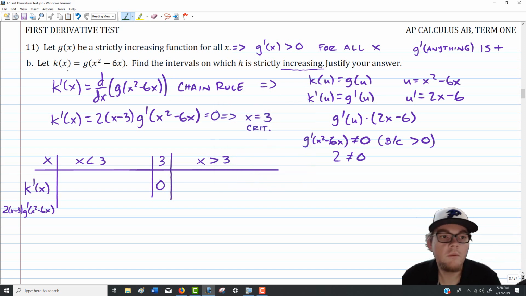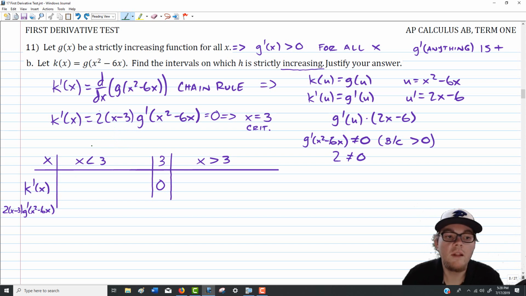So what have we done so far? We took the derivative because we were talking about the increasing or decreasing property of k of x. We took the derivative using the chain rule. With that chain rule, we got an expression that looked pretty crunchy, but when we thought about it, the only factor that contributed to this sign was x minus 3, because g prime of anything has to stay positive. And of course 2 is automatically positive. So let's use that information.